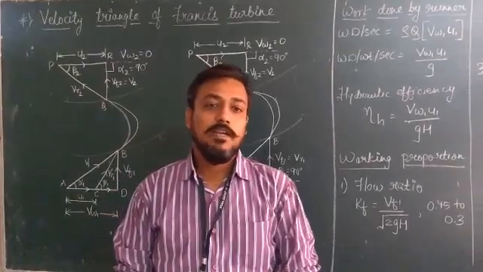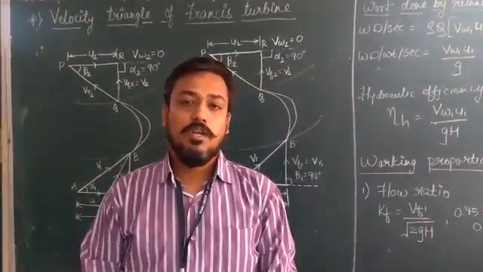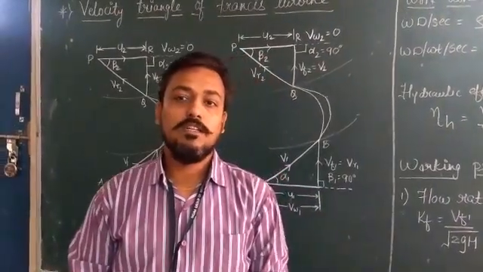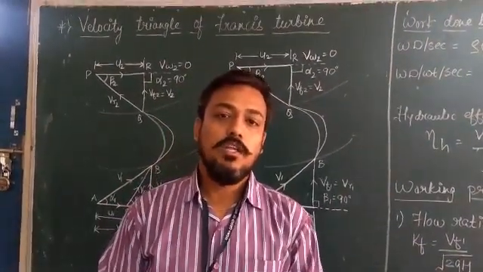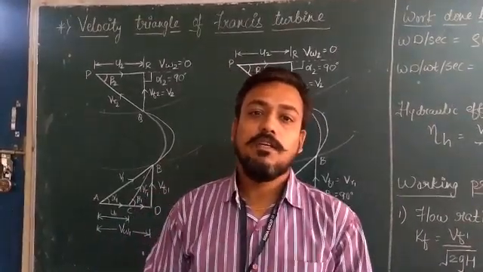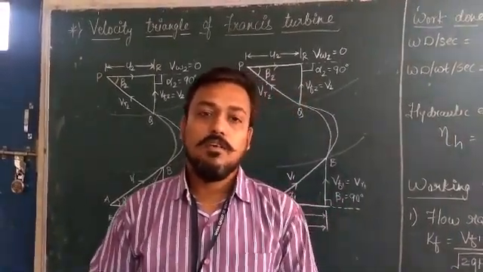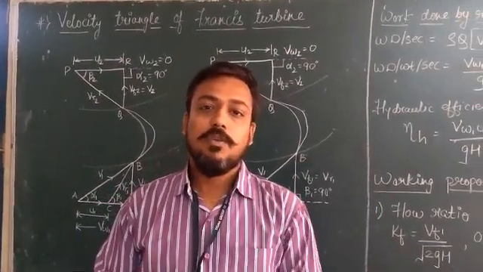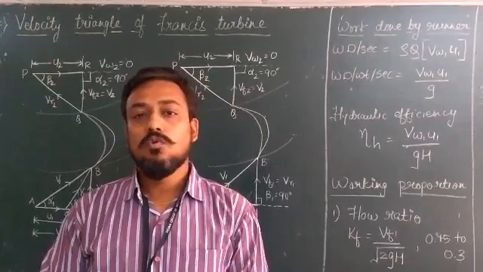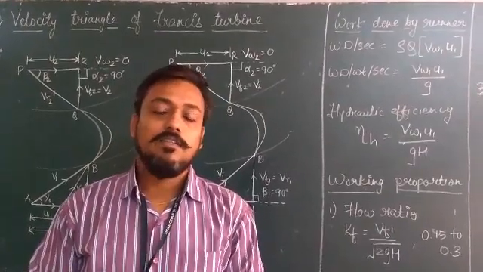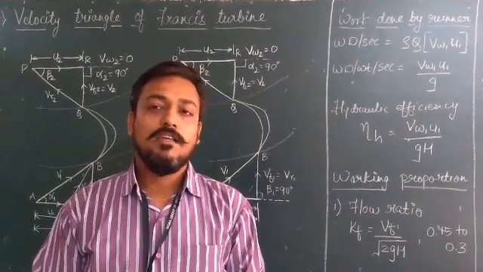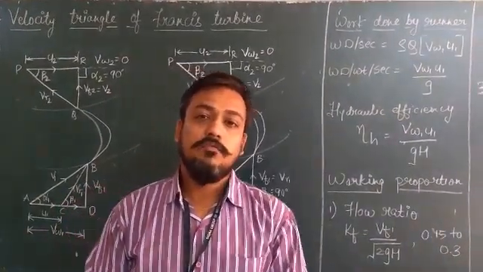Now the Francis turbine has different components. First component is the scroll casing. The casing is used for distributing the water to the guide vanes. Second we have the penstock. Penstock is a large conduit that is used to supply the water from the reservoir to the turbine inlet. Then we have the guide vanes. Guide vanes we can also say are the fixed vanes.